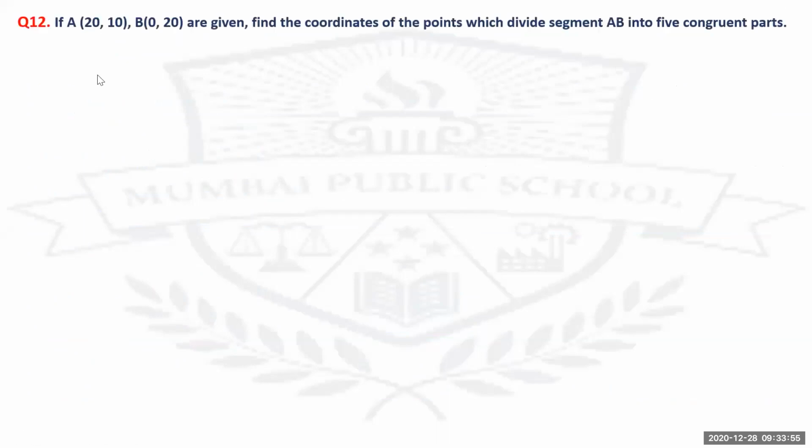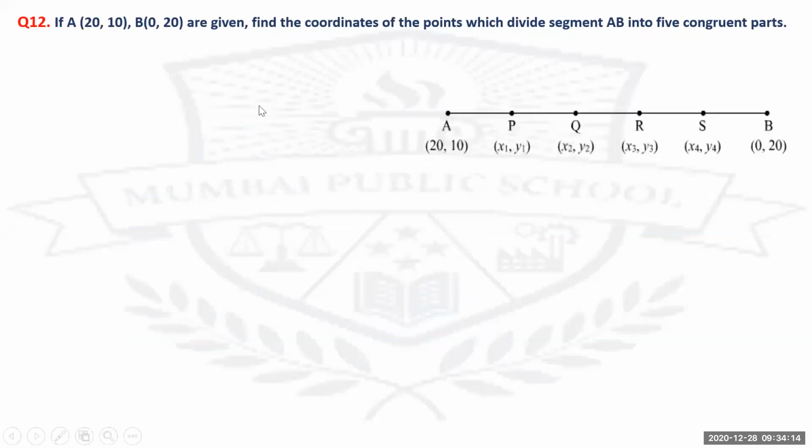Now question number 12. Again, A (20, 10) and B (0, 2) are given. Find the coordinates of the points which divide the line segment into 5 congruent parts. So first, before solving this question, the important thing is you have to draw the figure. Drawing the figure will bring you closer to the answer. Now it is 5 congruent parts.